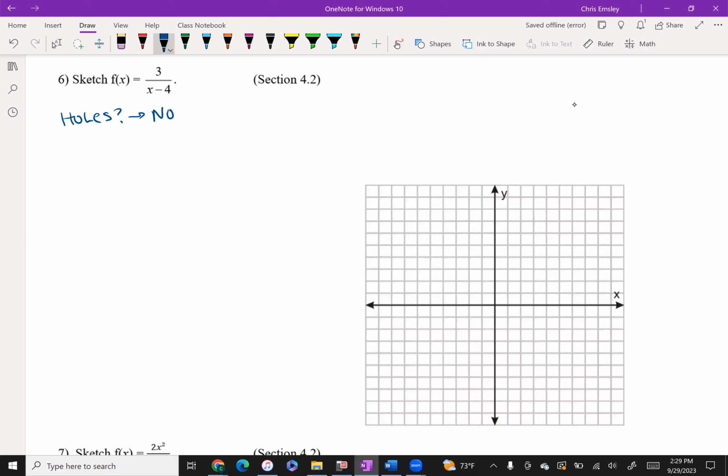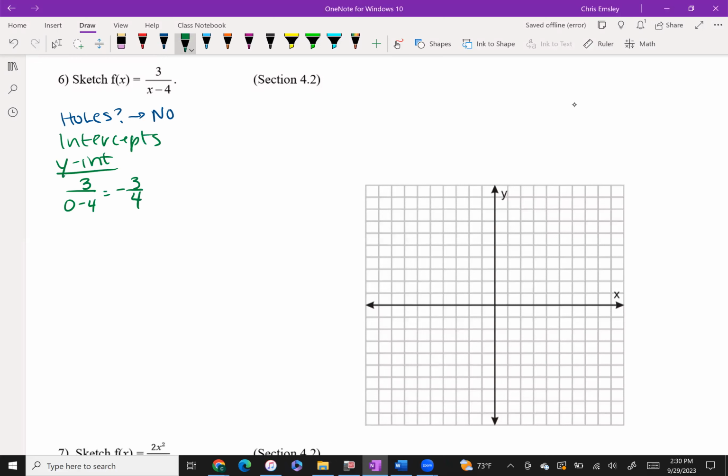That doesn't have to be part of your answer. This is just the process I'm thinking through when I graph these. Next up, I want to know where are the intercepts. I like to start with the y-intercept because that's the easier one to find usually. We just plug in 0 for x. So we get 3 over 0 minus 4, which is negative 3/4. That means we have a y-intercept at the point x equals 0, y equals negative 3/4.